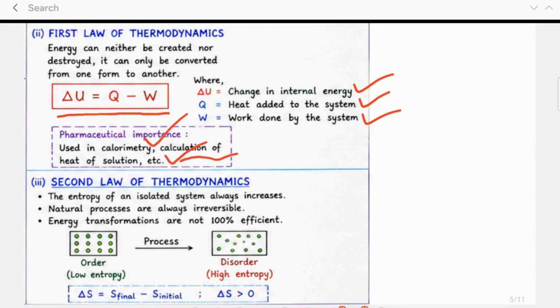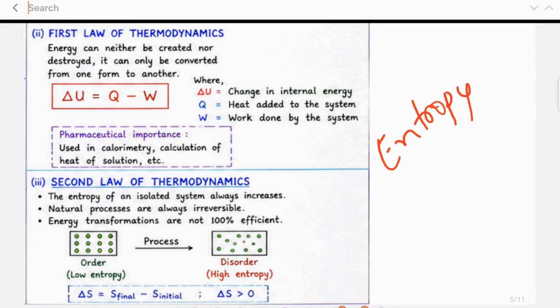Then what is the second law of thermodynamics? Here the entropy of an isolated system always increases. That is, natural processes are always irreversible and energy transformations are not 100% efficient. First, to understand this law, we should know what is entropy.